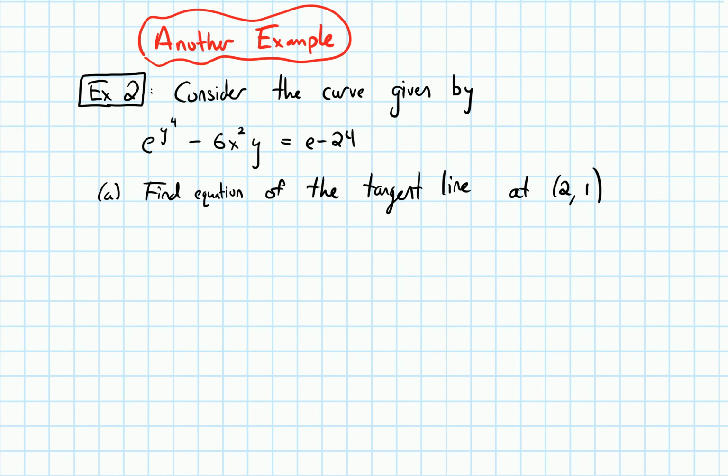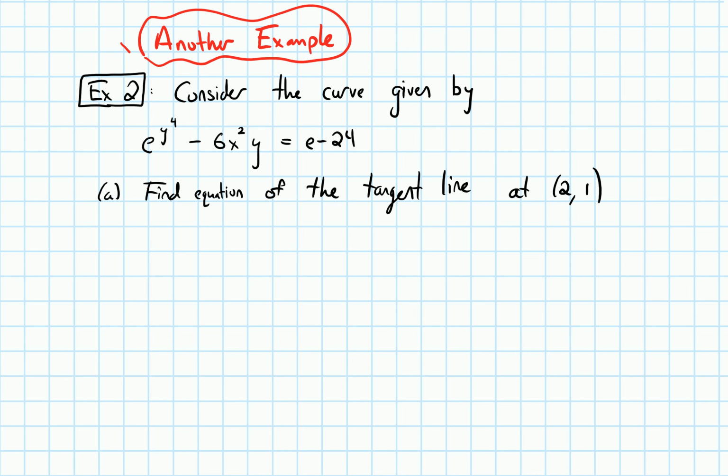In this video, we are going to look at another implicit differentiation example, but I'm going to up the difficulty this time from that last video, or the last example that we looked at. So let's consider the curve given by the equation e to the y to the 4 minus 6x squared y equals e minus 24. And what I want to do is find the equation of the tangent line at the point 2, 1.